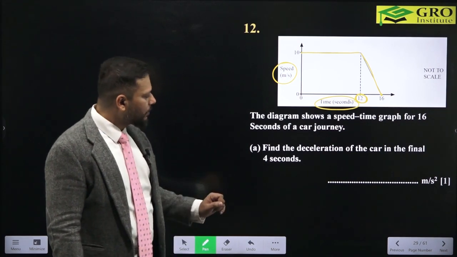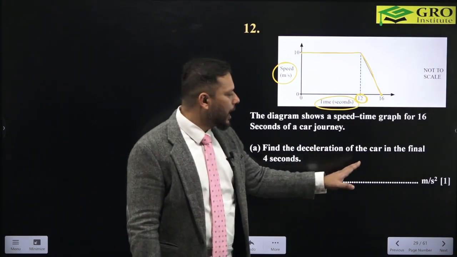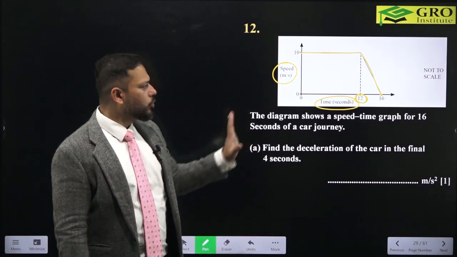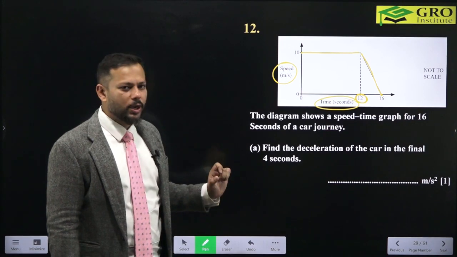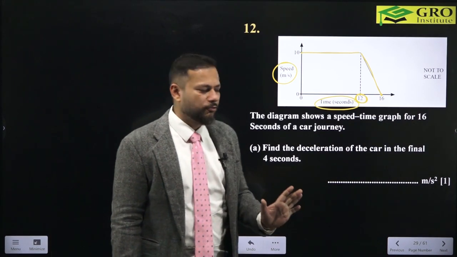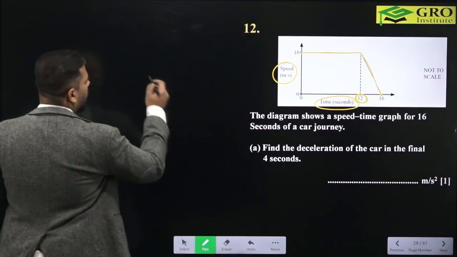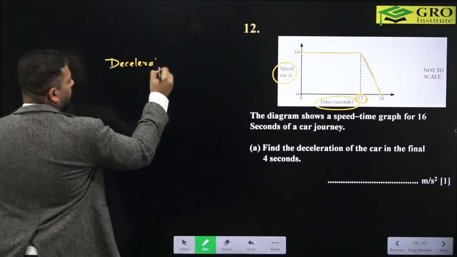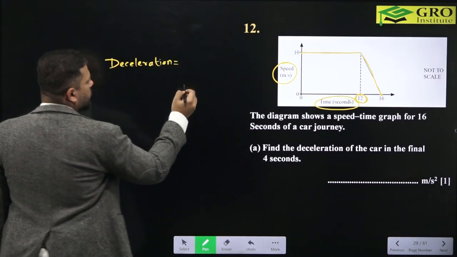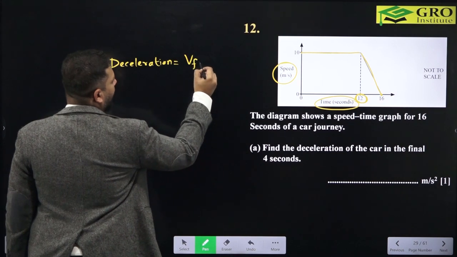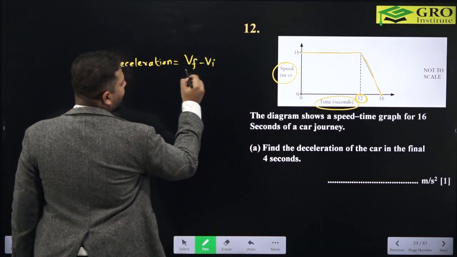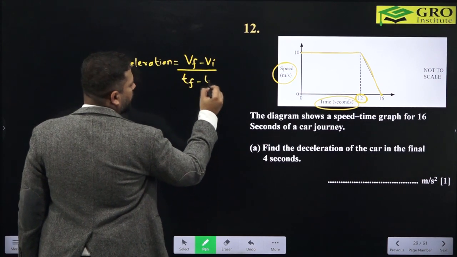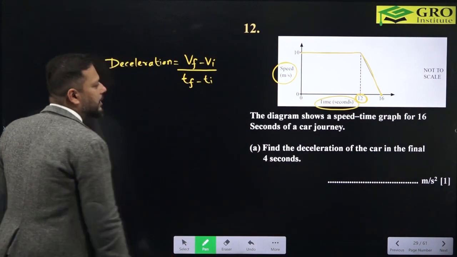So what is being asked? Find the deceleration of the car in the final 4 seconds. A very good question, guys. We just need to look at the figure and analyze what is given to us. To find the deceleration, first of all, we need the formula. What is the formula for deceleration? Whether it's acceleration or deceleration, we have to find the final velocity and subtract the initial velocity from it, and then divide by the time taken, that is t final minus t initial.